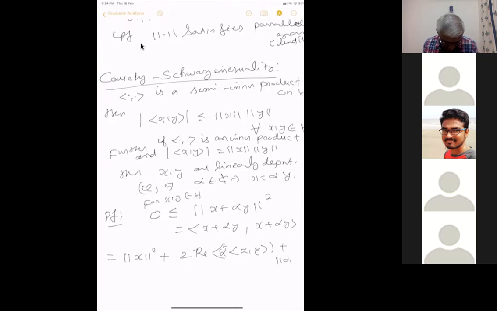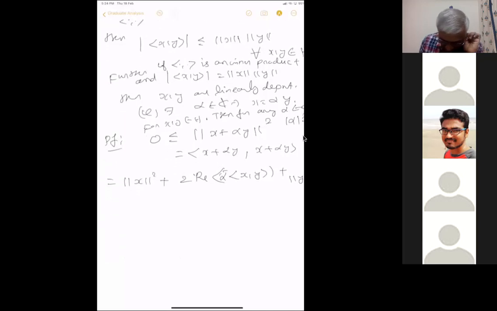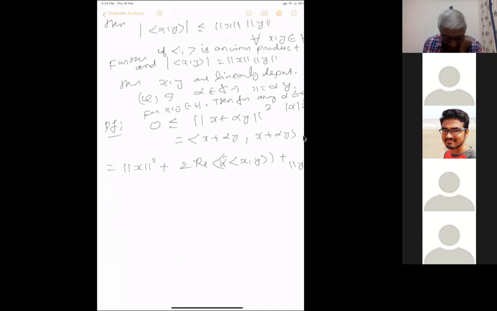Oh, I want to take this alpha to have modulus 1. This is true for everything, so I can take alpha in C with mod alpha equals 1. So maybe I will take a minus sign here.